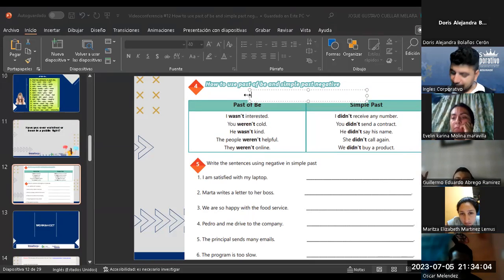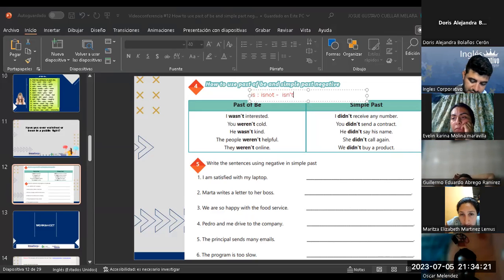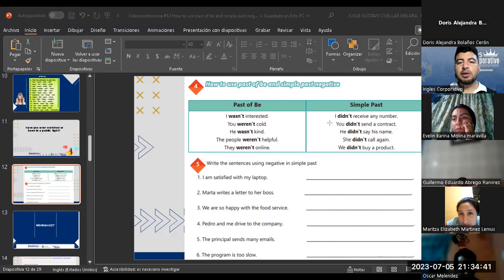If we want to say the negative, for example, is the negative. Is not. O también podemos decir isn't. Okay. Por eso mismo, was es was not o wasn't. Were sería weren't or were not. Fácil, passive be. Now, ahora vamos al más fácil. In simple past, en el pasado simple, we use a word that is really powerful.